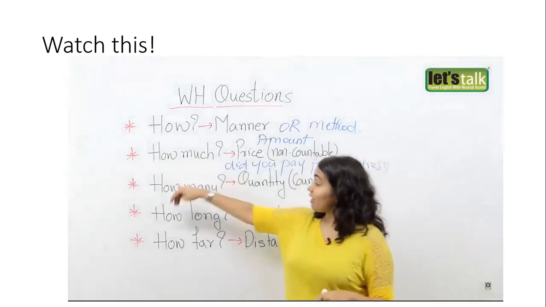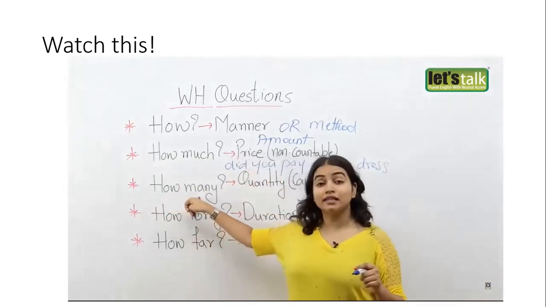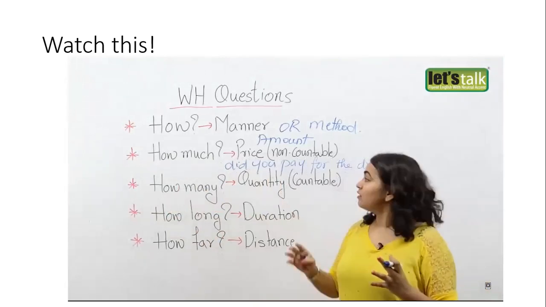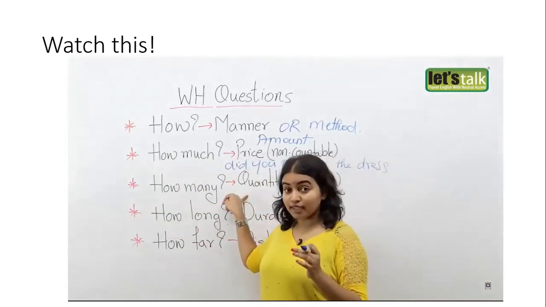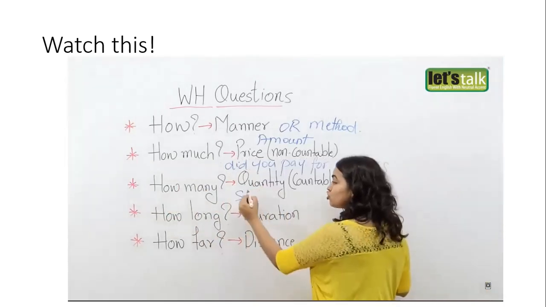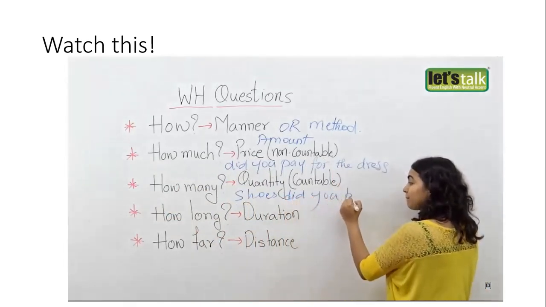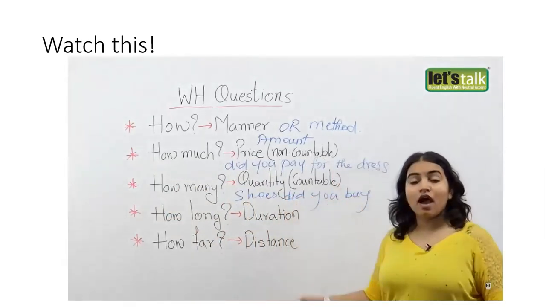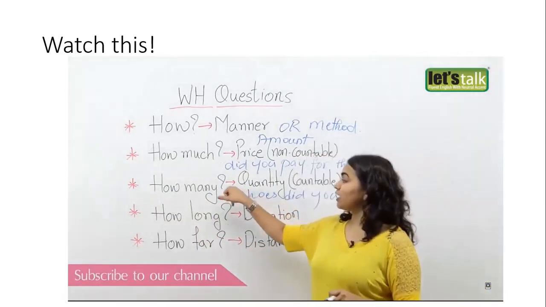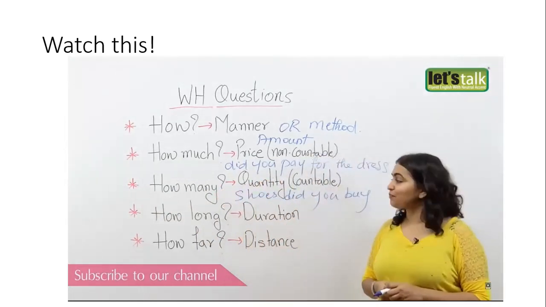All right. On the other hand, I will use how followed by the word many when I'm talking about a specific quantity. So here I don't talk about the price, I talk about the quantity. So I could say, how many shoes did you buy? Or I could say, how many books did you read? So I'm talking about a quantity which is very specific and therefore it is countable.